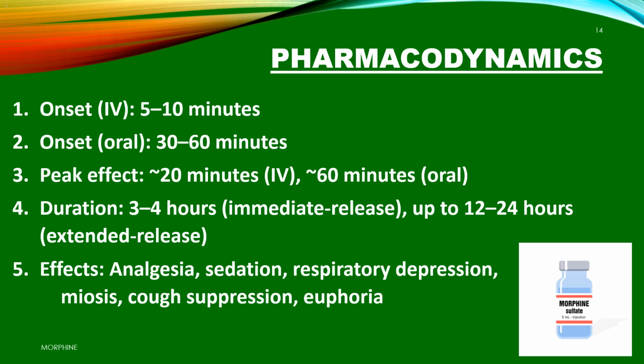4. Duration. The duration of morphine's effects varies depending on the formulation. Immediate release. 3 to 4 hours. Extended release. Up to 12 to 24 hours, providing longer-lasting pain relief. 5. Effects. Morphine produces several effects, including analgesia, pain relief, sedation, calm-inducing sleep, respiratory depression, slowing down breathing rate, miosis, constriction of the pupils, cough suppression, reducing cough reflex, euphoria, feeling of intense happiness or well-being.